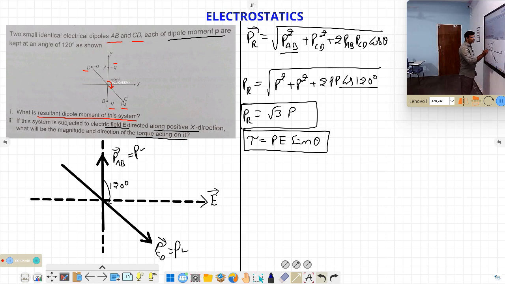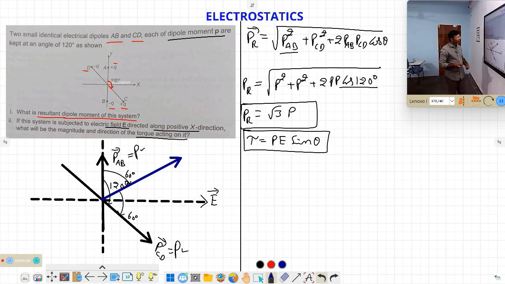The angle is 120, and both are of equal magnitude, so the resultant will come by bisection, 60 and 60. From here to here I can write as 60 degrees, and from here to here is also 60 degrees. The resultant will be exactly diagonal, in between. This is 60, so the angle it makes with respect to the x-axis is 30 degrees. Yes or no? Because from the y-axis to this is 60, with respect to the x-axis it is 30.